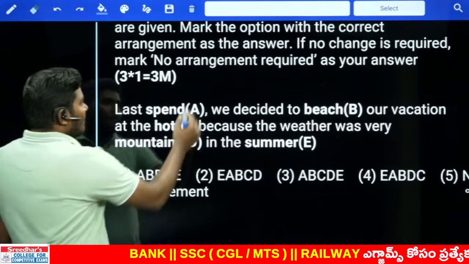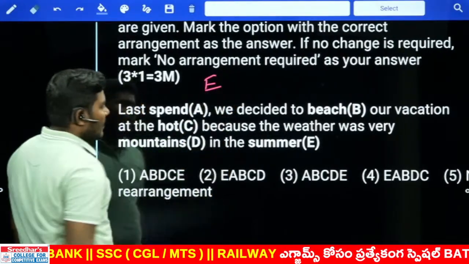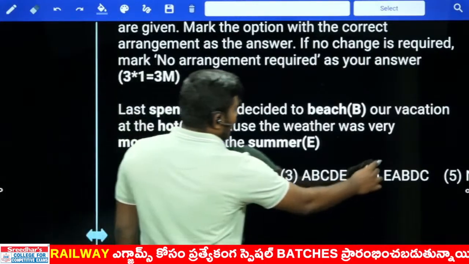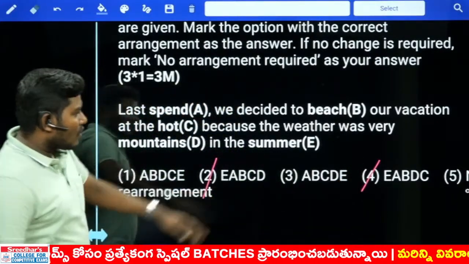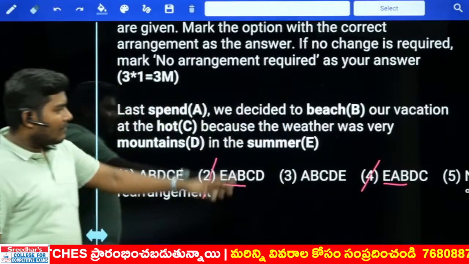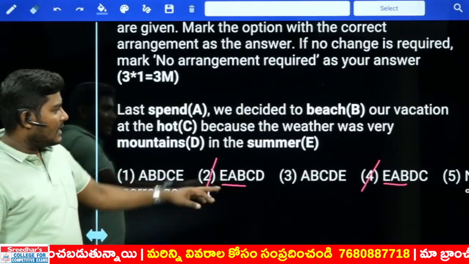Last summer. Absolutely, your answer should start with E. How many E options are there? Only two. First one is second, and second one is 4. Okay. Now, what is common here? EAB and EAB, common in both of them. We need to finalize with B and D and C and C and D.